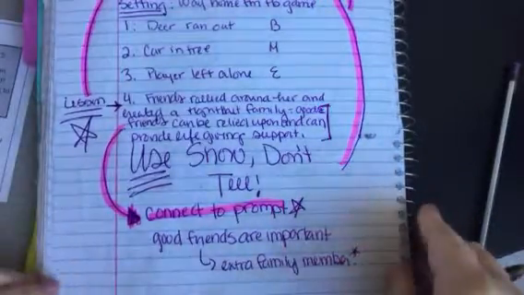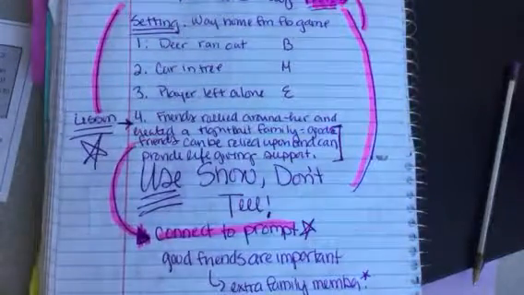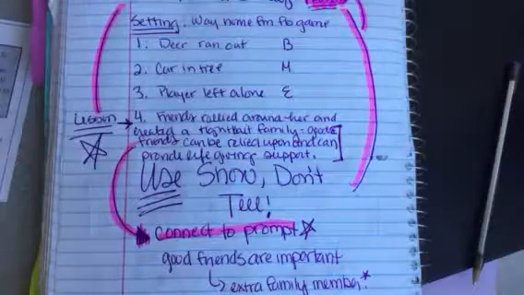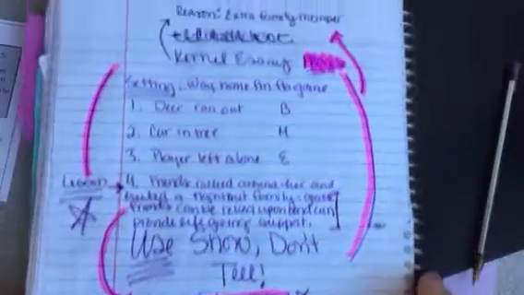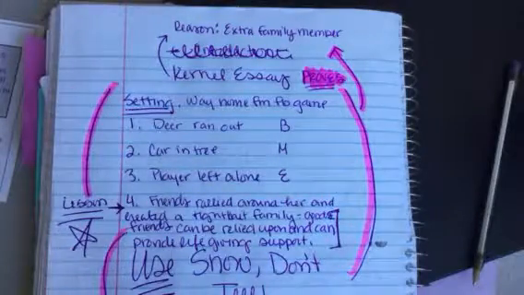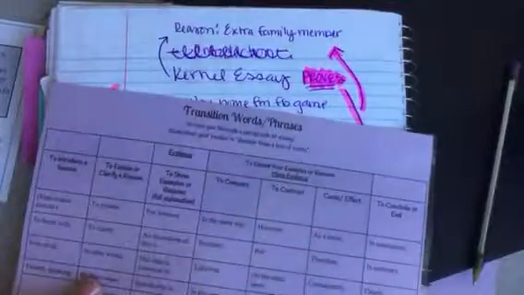And sometimes, especially when you're doing the kernel essay and you're just jotting your notes down, you need to just put what comes to your mind. And then when you're writing the essay, it's going to flow a lot better for you. So that is how you do the kernel essay bit. The next video we'll do using the purple transition sheet and the show don't tell.